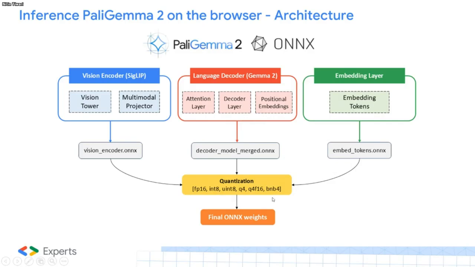I'll not explain everything here right now, but the overall task of this particular layer or step in this whole architecture is that it will reduce the size of the model without much degradation in the accuracy. So after quantization, we'll get the final ONNX weights, which can be readily used in your application. We'll be using this orange thing for inferencing. I've already done the quantization and the conversion of the model weights.